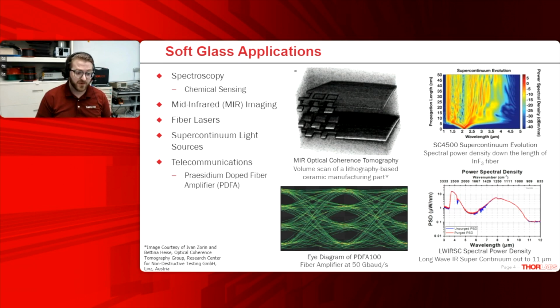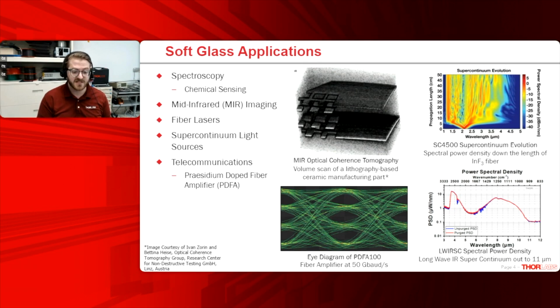Why move into fiber? Well, for one, scale and stability, fiber is preferred over free space whenever you can. But this affects fields like spectroscopy with chemical sensing and fingerprinting, environmental or meteorological sensing, mid-infrared imaging, whether that's with coherent bundles or optical coherence tomography. Fiber lasers are a common application, both surgical and materials processing, but it's really these last two that are near and dear to my heart.